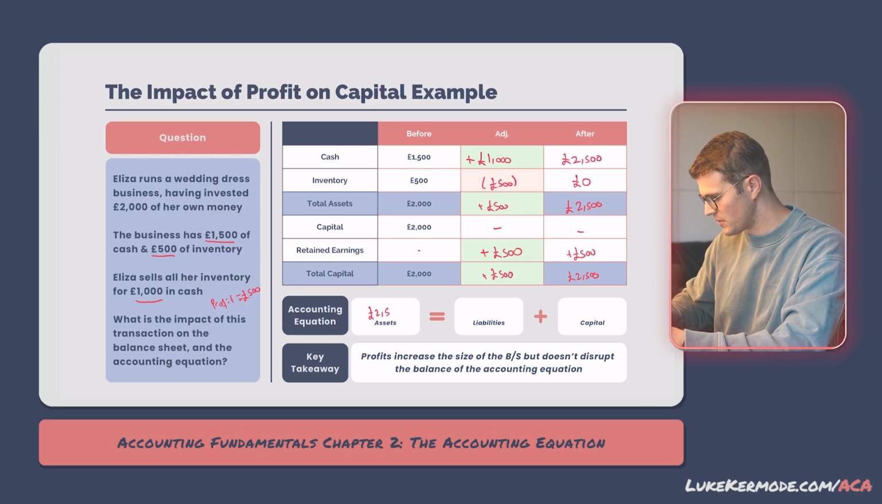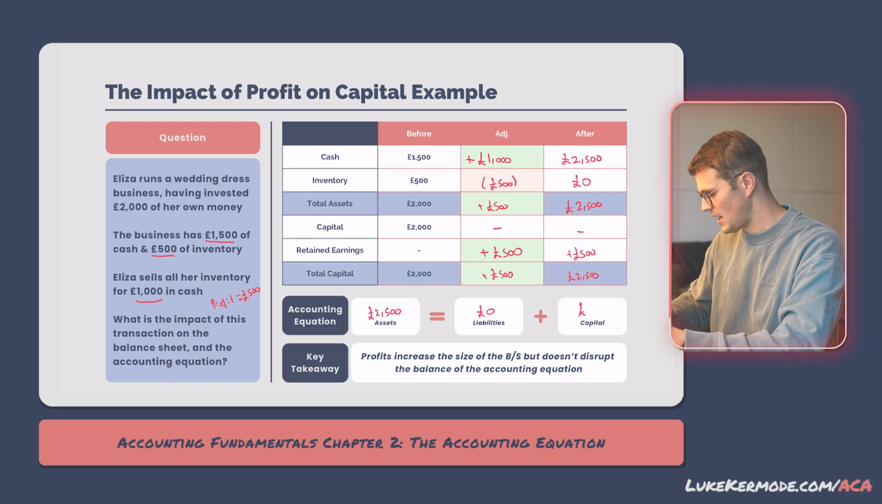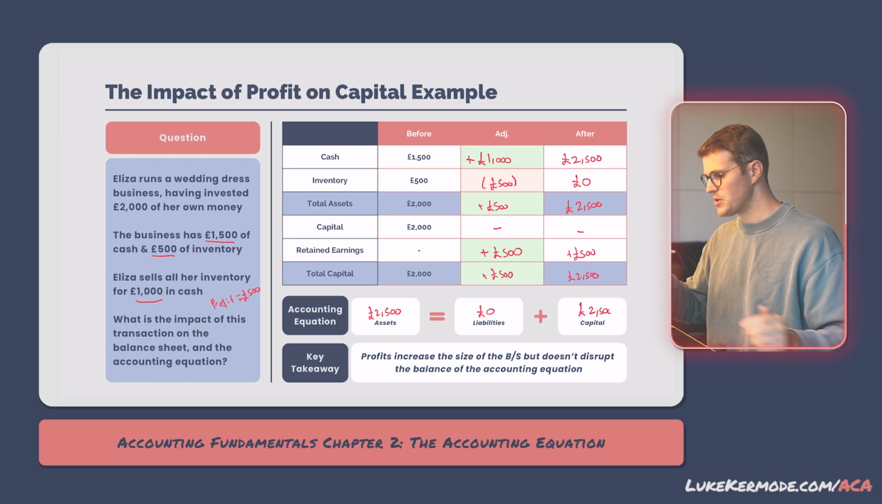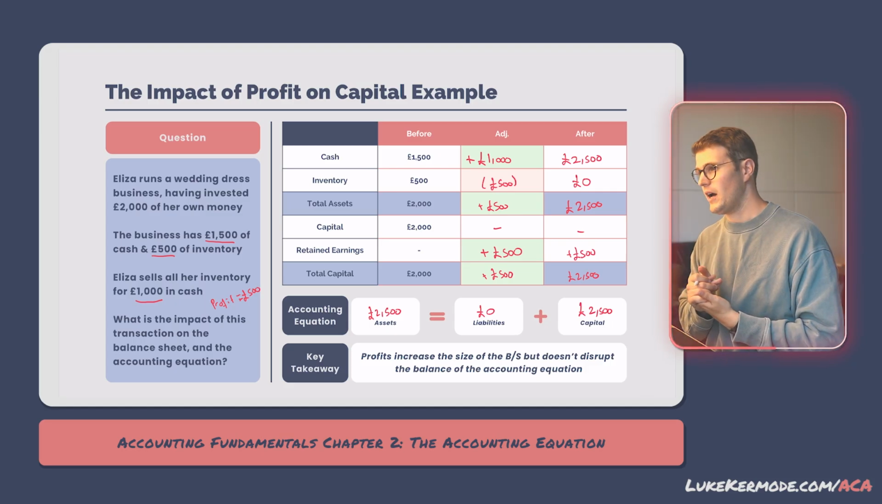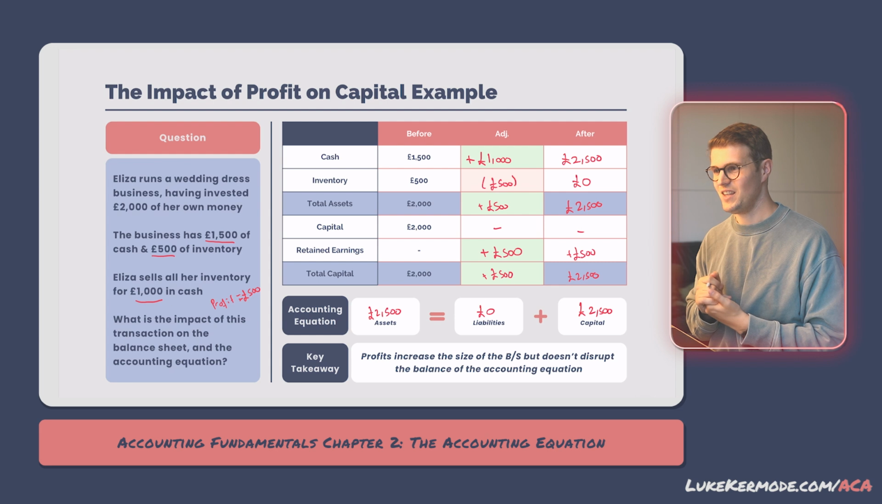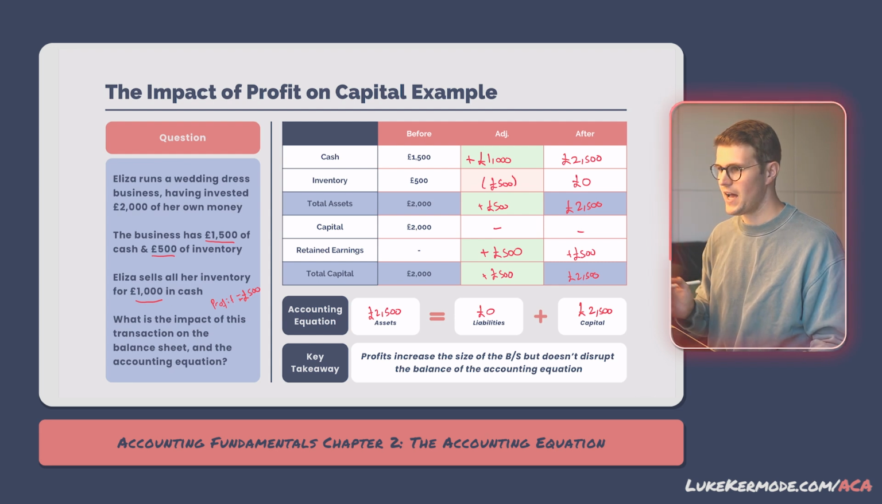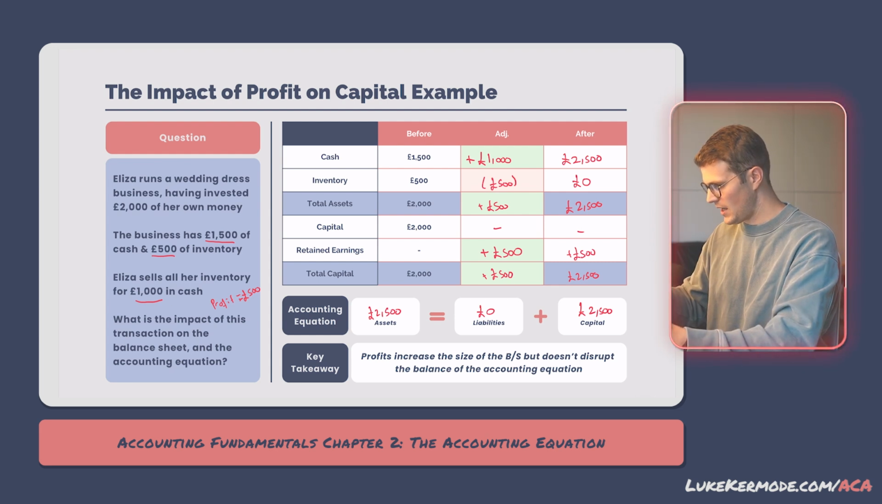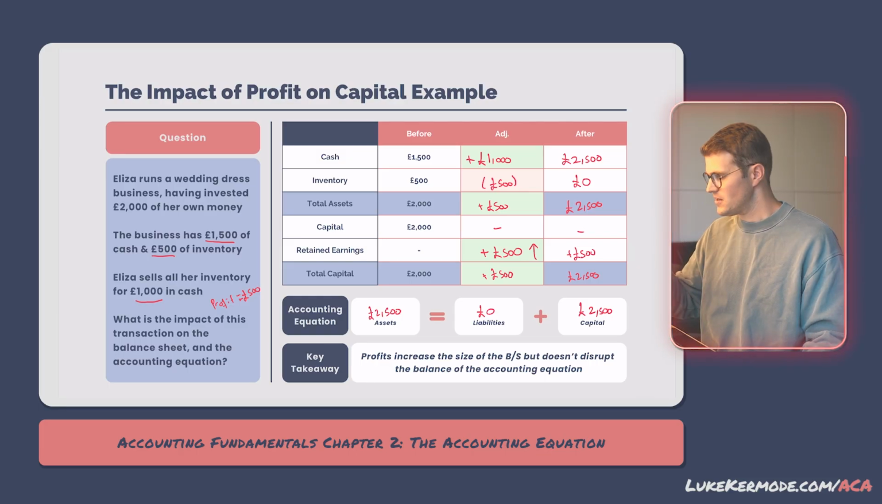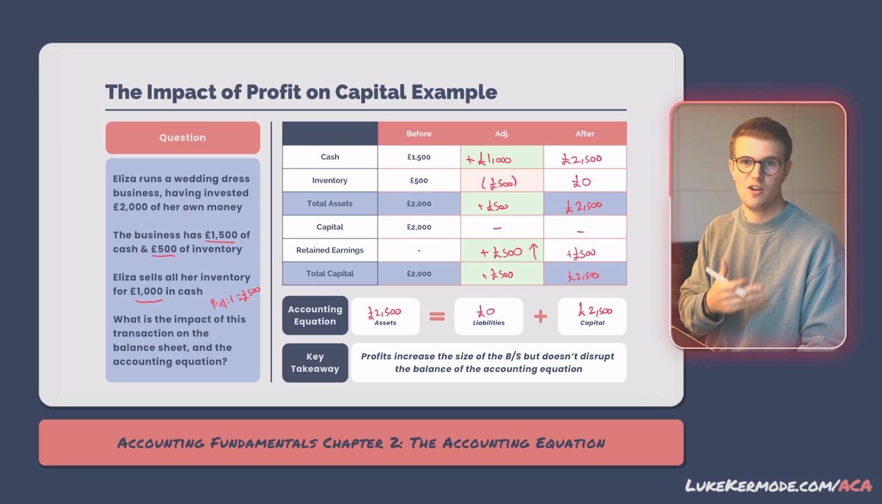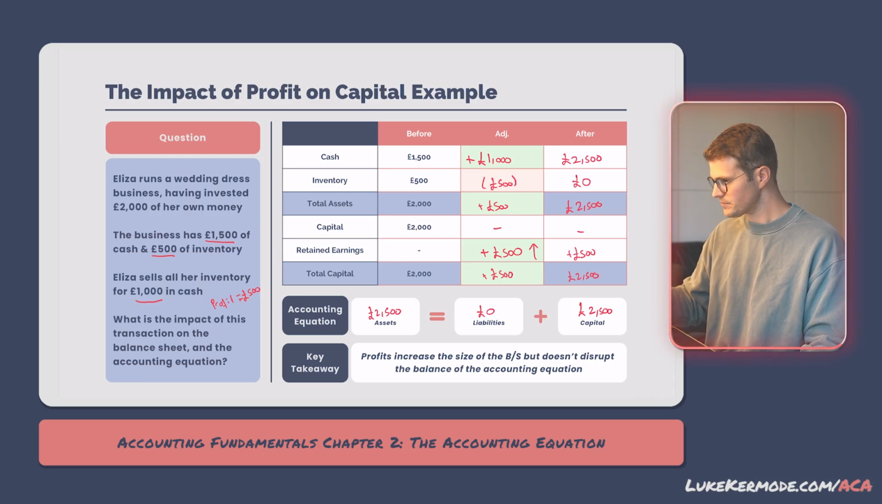We have £2,500 worth of assets, £0 of liabilities, and £2,500 worth of capital, which is made up of £2,000 of opening capital and £500 of profit generated in the period. So this example shows how profit increases capital and how the accounting equation continues to balance even after sales are made and profit's been generated.